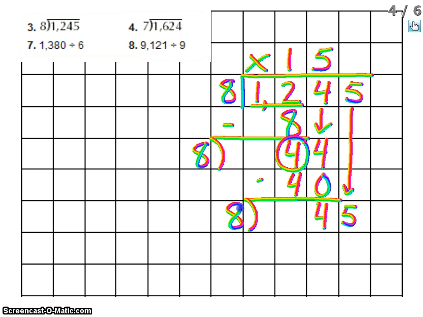We divide 45 by 8. 8 can go into 45 5 times without going over. 5 times 8 is 40. We multiply. Now we subtract. 45 minus 40 is 5. We check. 5 is less than 8, so we're okay. We don't have any other numbers to bring down, so that means our answer to our subtraction problem is now our remainder, which is a remainder of 5. So we have 1,245 divided by 8 is 155 with a remainder of 5.